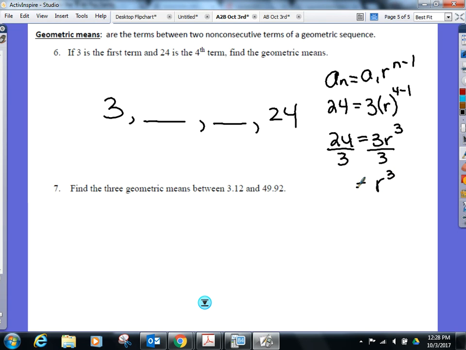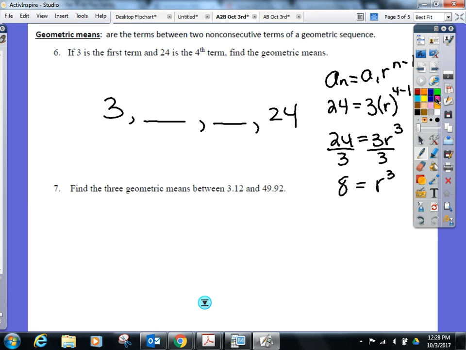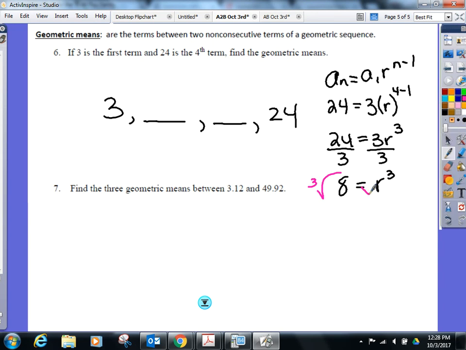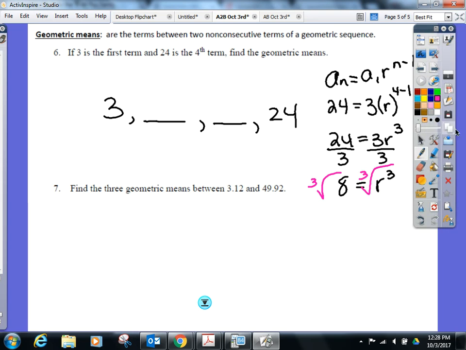R to the third equals 8. Now, do I want to take the square root? Nope, I want to take the cube root. Go to your math button on your calculator, and you will see the cube root button. It's been there. And the cube root of 8 is 2.